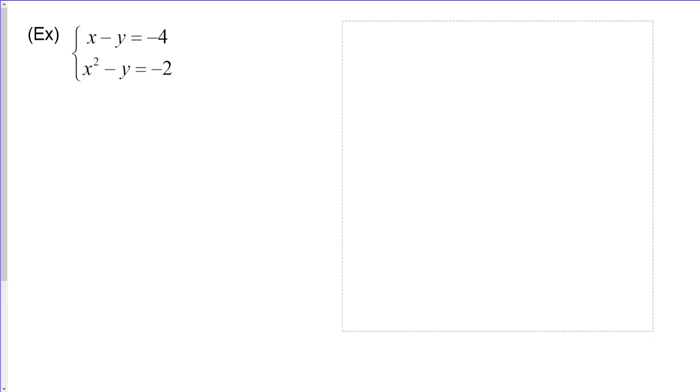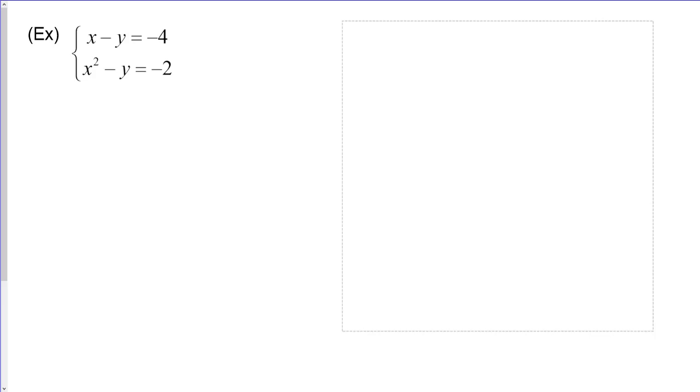In the next example, I have x minus y equals -4, and x squared minus y equals -2. The first equation is a line, and the second equation is a parabola. I'm not going to sketch these as I did the last time, but you can mentally deduce that between a line and a parabola, we could have as many as two different solutions. So let's use substitution and solve for this solution or solutions, and then look graphically at what those appear like.